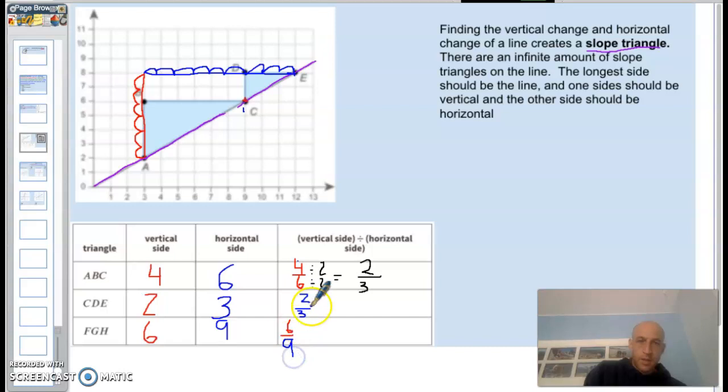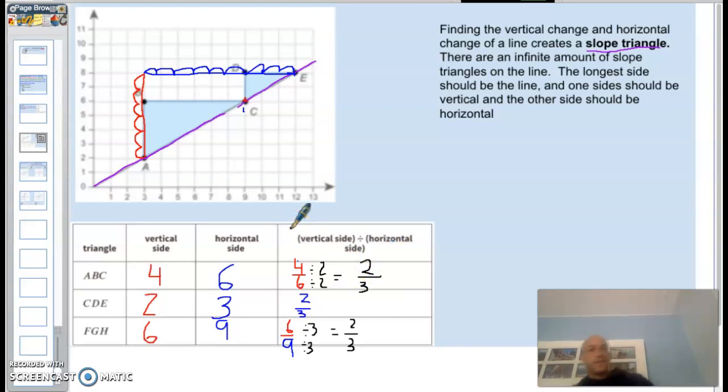Now this slope looks different, but we can reduce it. 6 and 9 can both be divided by 3. Six divided by 3 is 2. And 9 divided by 3 is 3. So you can see no matter which triangle we use on the line, we get the same slope no matter what. So the slope of this line is 2/3.